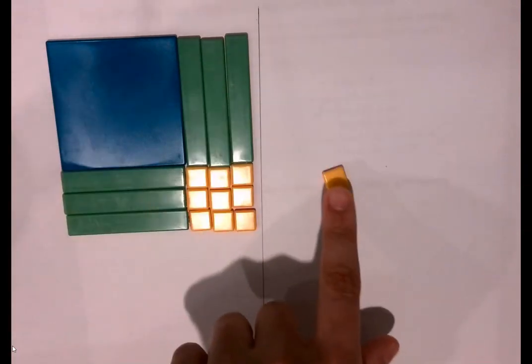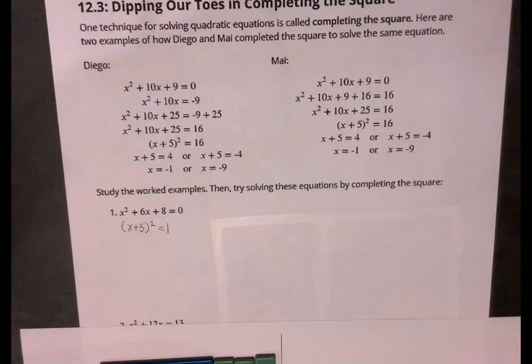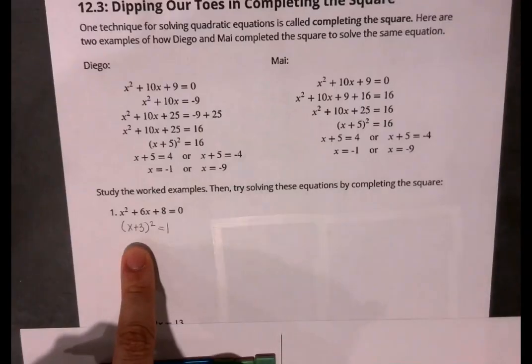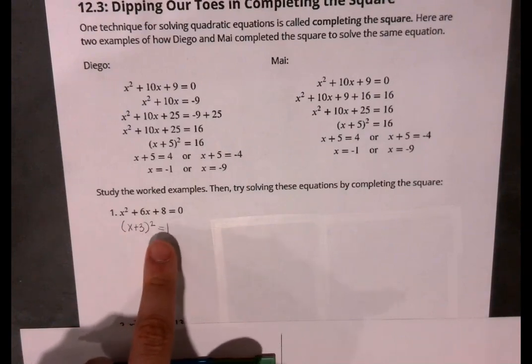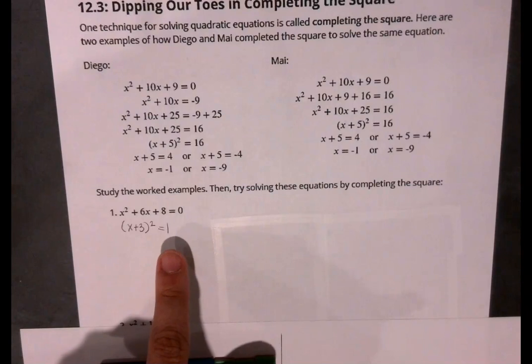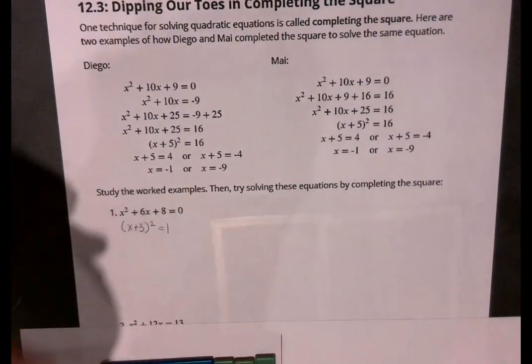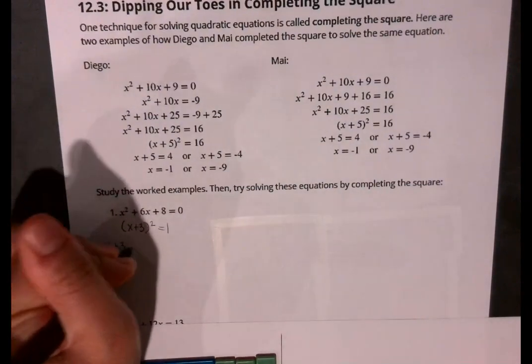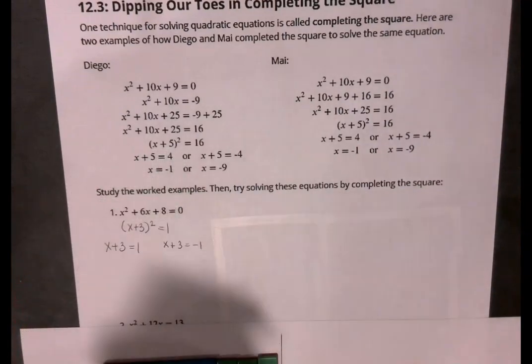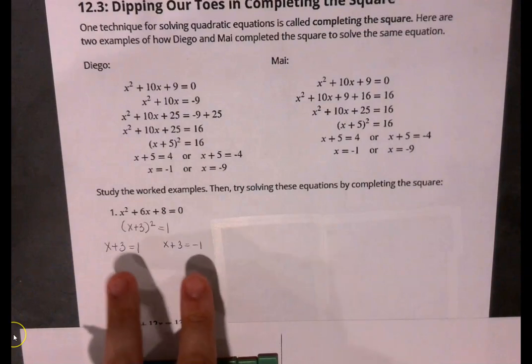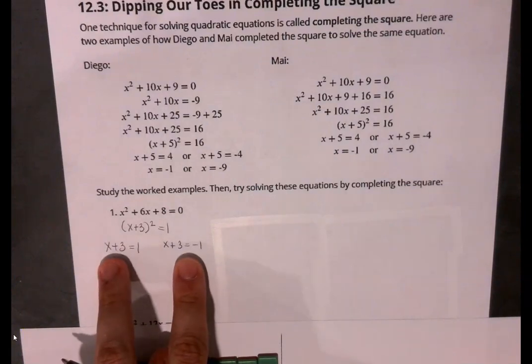squared, equals 1. And for my problem here, I would need to ask myself, something squared equals 1. Well, I know 1 times 1 is 1, and negative 1 times negative 1 is also positive 1. So that means that this x plus 3 has to equal 1, and x plus 3 has to equal negative 1. At this point, I do need to solve both these equations for x.